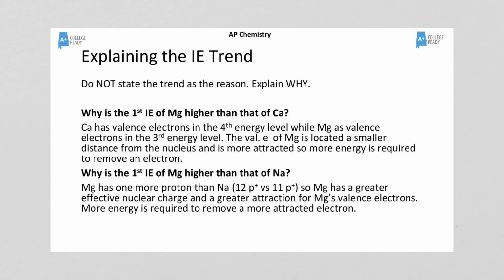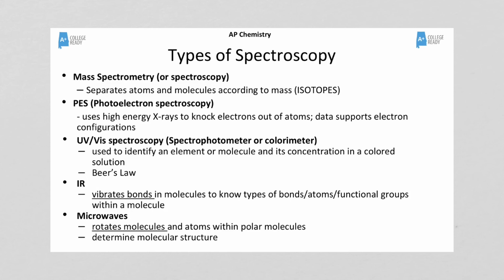With magnesium versus sodium, again, this is our effective nuclear charge. We said magnesium has 1 more proton than sodium, so magnesium has the greater attraction for those electrons in the same energy level, and it's going to take more energy to remove an electron from magnesium.